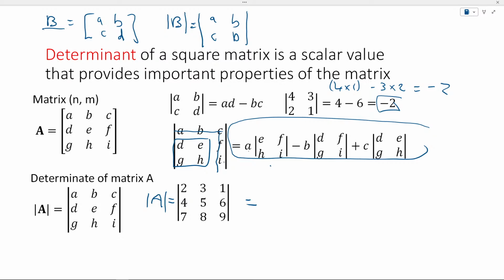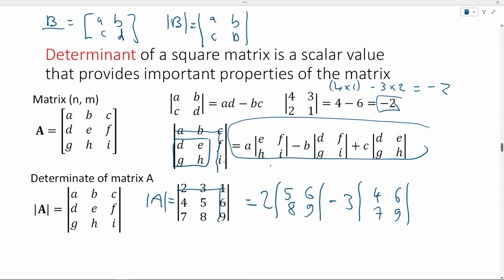Let's start here. That's 2 times this one, so that is 2 times the determinant of 5, 8, 6, 9. Then you do this. So that is negative 3, don't forget the negative, because we have 3 here, and the determinant of 4 and 7 and 6 and 9. And then the last one is 1. So you cross this, plus 1 and the determinant of 4 and 7 and 5 and 8.